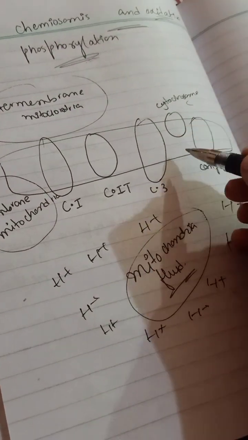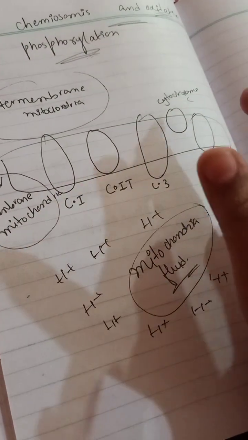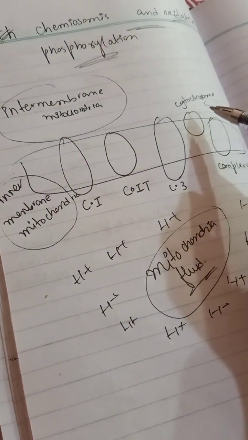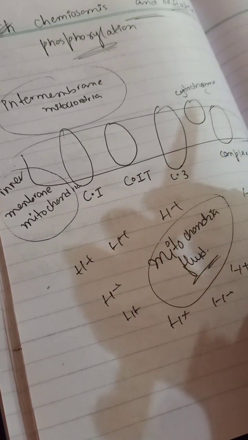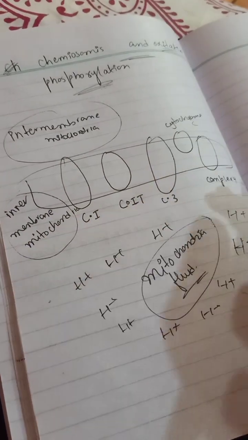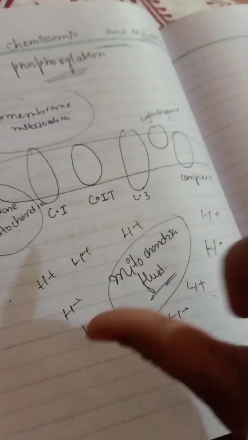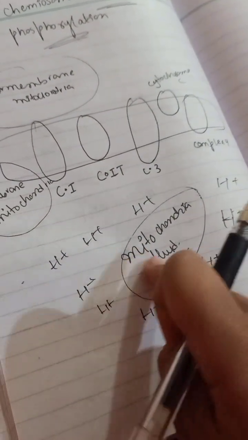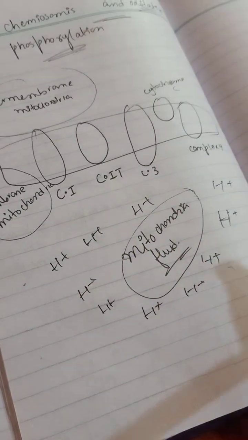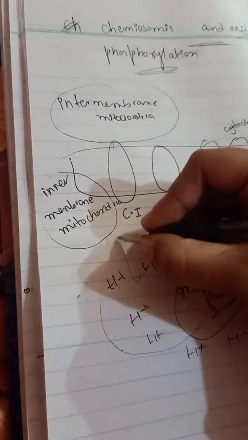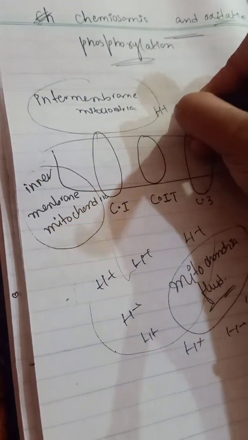Complex 4 will be the final acceptor. These complexes are proteins. The final molecule acceptor is oxygen, to which the hydrogen will be added, making H2O, which we discussed in the previous video. So the concentration is increased in the mitochondrial matrix, and these hydrogen protons will be pumped into the intermembrane space.